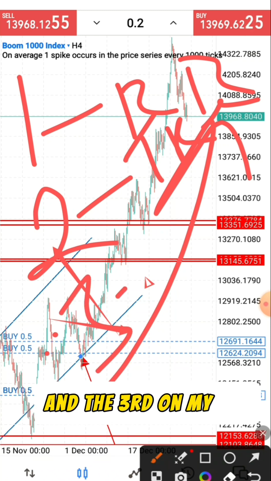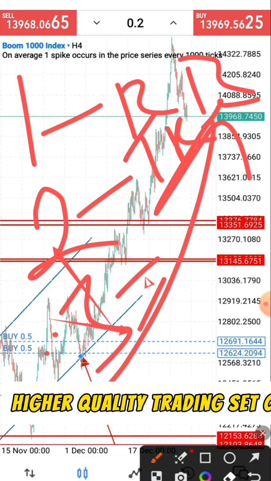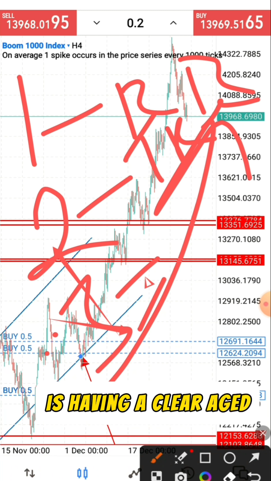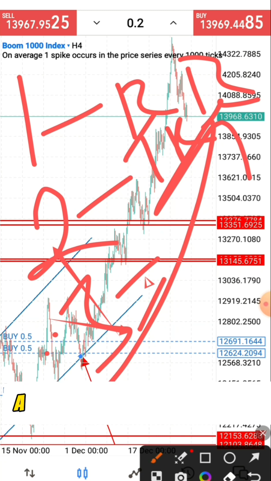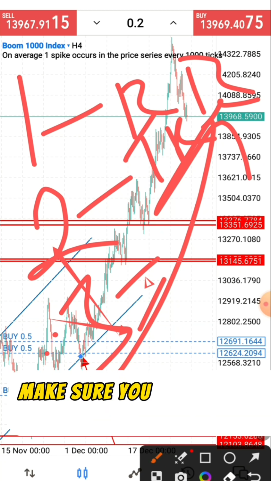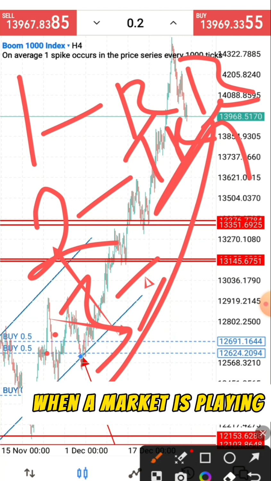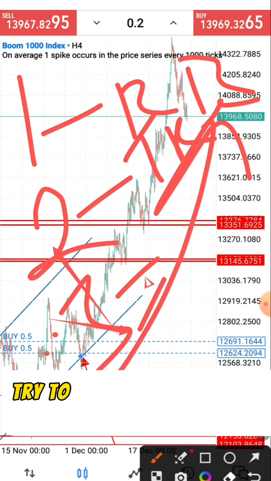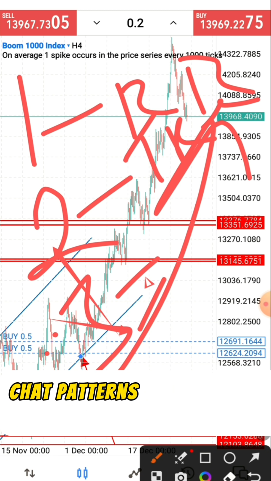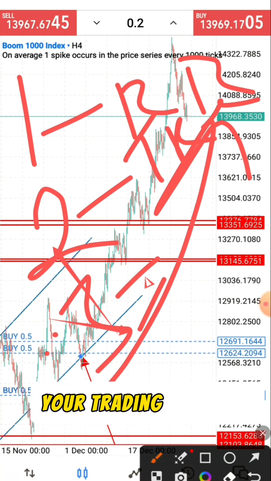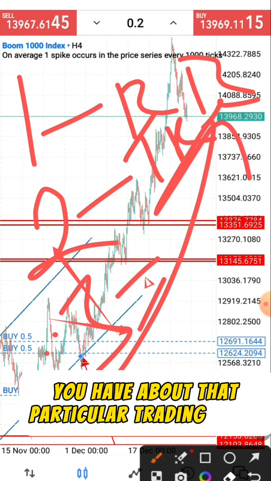And the third on my list, which is another quality of a good high quality trading setup, is having a clear edge. What I mean by clear edge is simply that whenever you are trading a high quality trading setup, make sure you have an edge over the market. For instance, when the market is playing its movement, try to identify some form of market structure, chart patterns, or candlestick analysis to back up your trading decisions. Which are the clear edge you have about that particular trading setup?